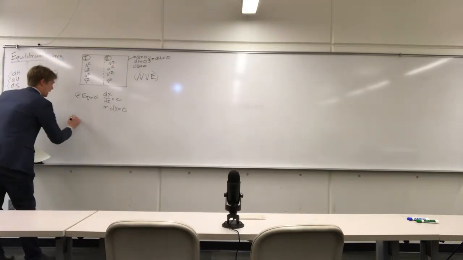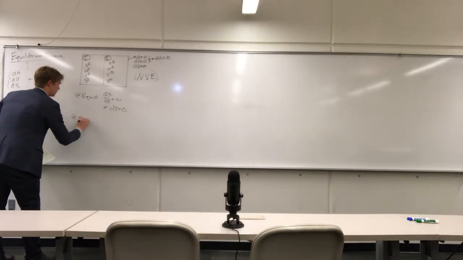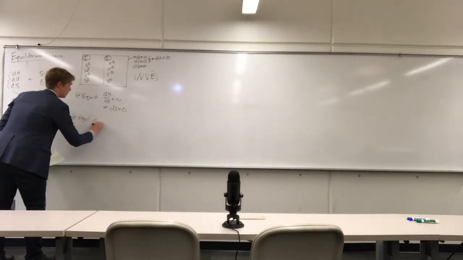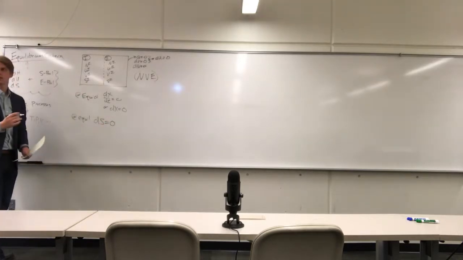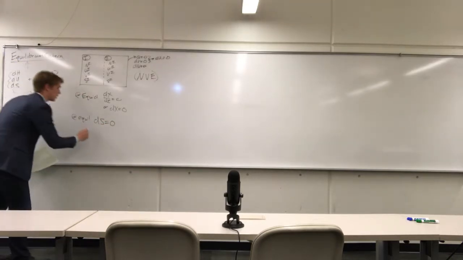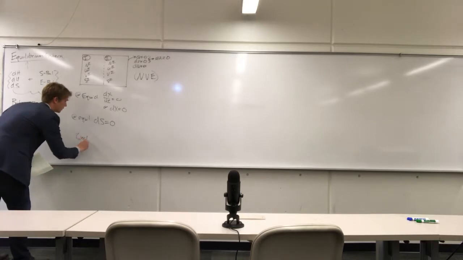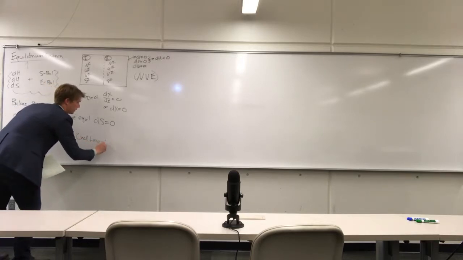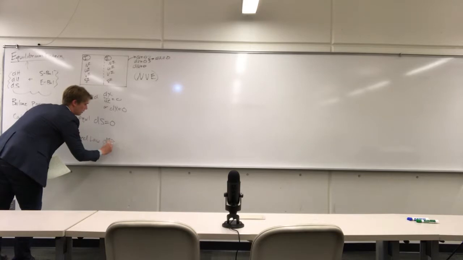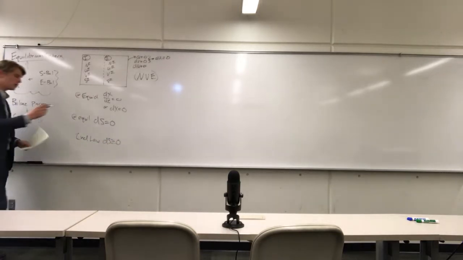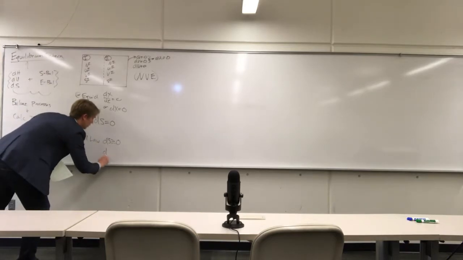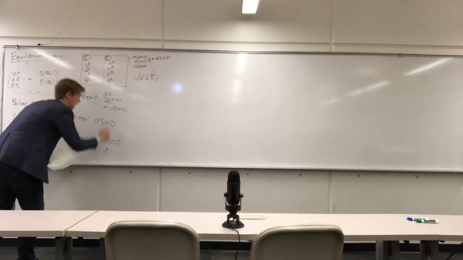So what this means is that at equilibrium, dS is equal to 0. The change in entropy is equal to 0. We know that the second law states that the change in entropy has to be greater than or equal to 0. And additionally, due to the stability of the universe, this has to be negative.